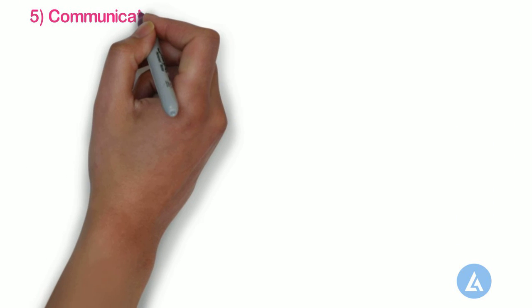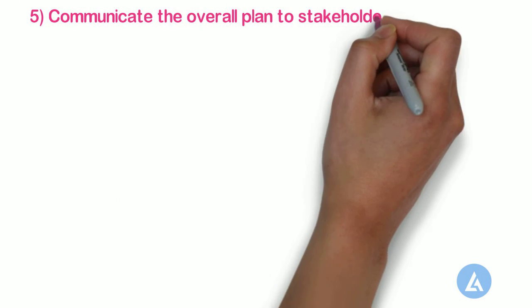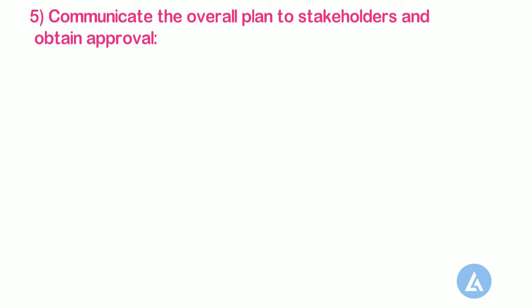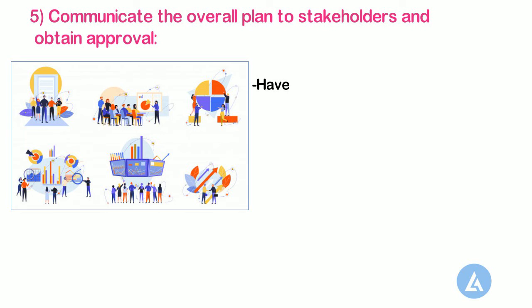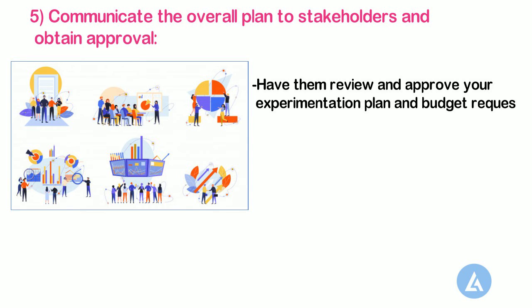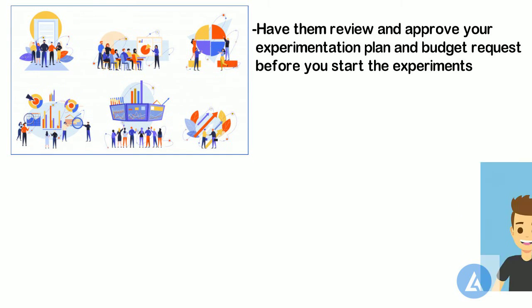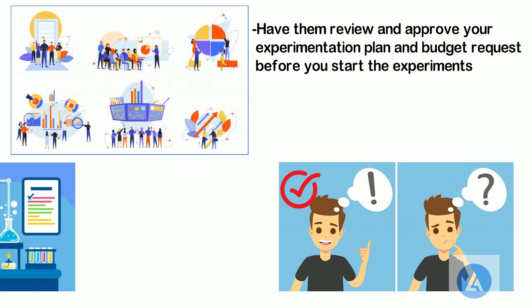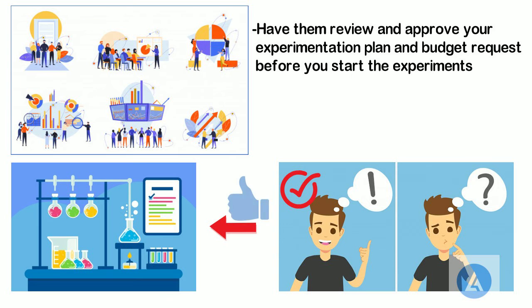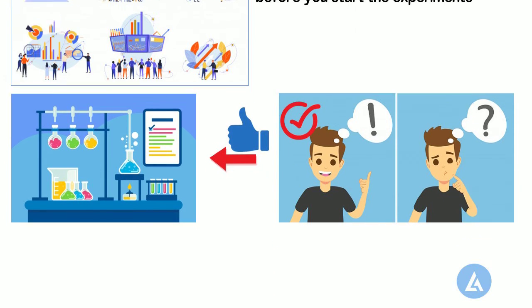And 5. Communicate the overall plan to stakeholders and obtain their approval. If the key stakeholders have not participated in the planning process or have not been fully briefed on the goals, then have them review and approve your experimentation plan as well as budget request before you start the experiment. The more that the stakeholders fully understand the strategy and the goals of the experimentation process, the more likely they will support the experiments.